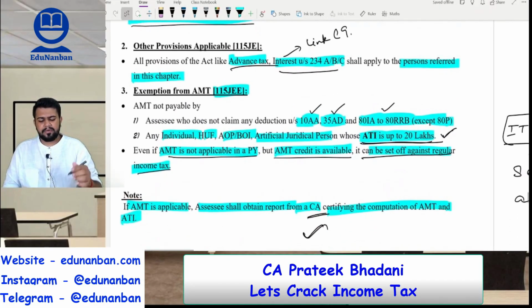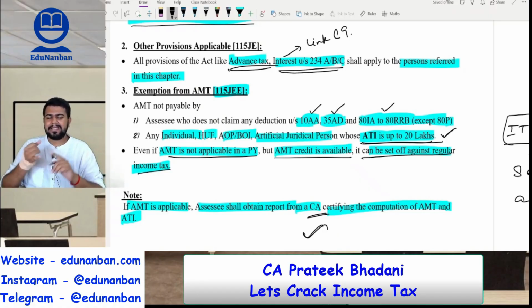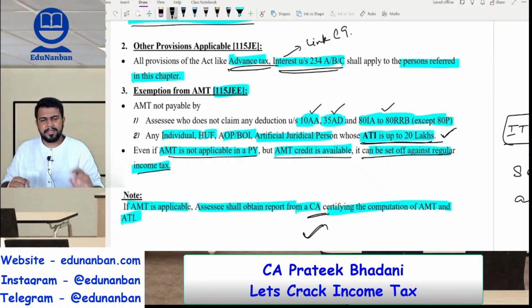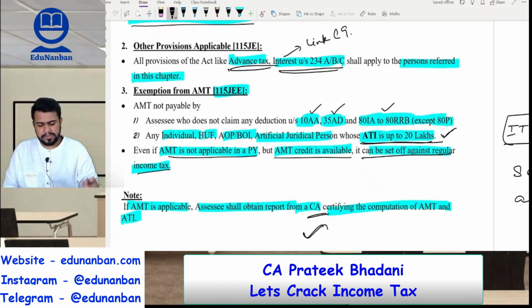Okay. Any other provisions like advance tax, interest under sections 234A, B, C, etc. should be calculated on AMT. If AMT is applicable, then advance tax and interest should be calculated on the AMT, not on the actual income tax. So be very, very careful. And in your examination, it is not necessary that the examiner will tell you directly to calculate the AMT. You should see whether AMT is applicable or not in the question and find the answer. Okay, so the question can be a hidden one also.